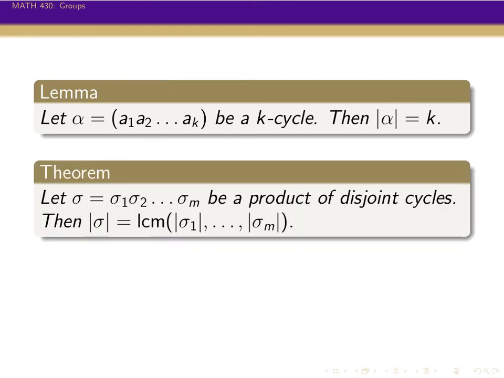Okay. And then our last theorem for here, which is going to use the last two theorems, is that if we have sigma broken down into sigma 1, sigma 2, up to sigma m, and these are each disjoint cycles, then the order of sigma is going to be the least common multiple of the orders of each of the cycles. Okay, and we're going to do this by induction.